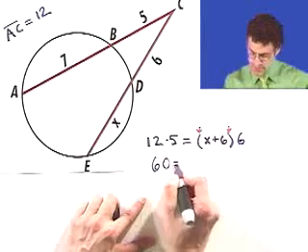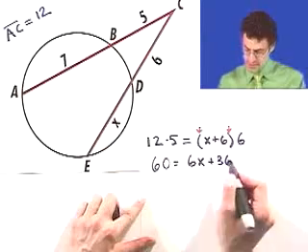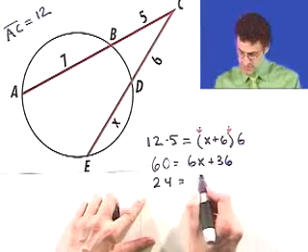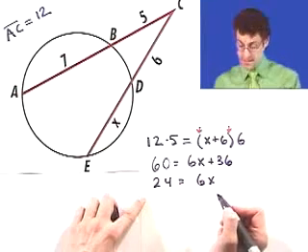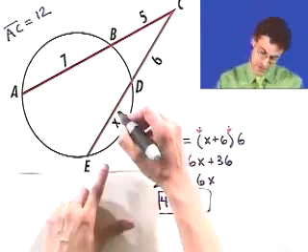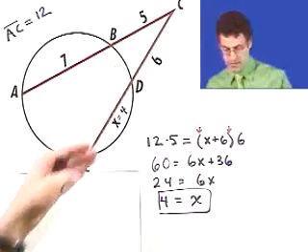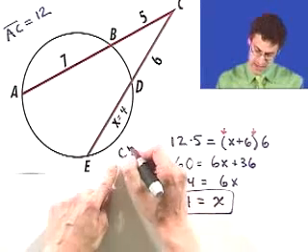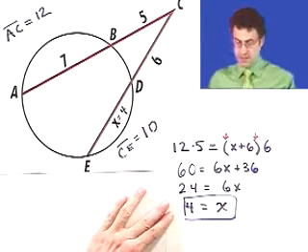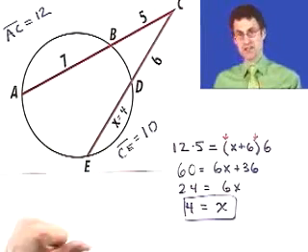We have 60 equals, and if I distribute that 6, I see 6x plus 36. If I bring the 36 over by subtracting 36 from both sides, I see 24 equals 6x. If I divide both sides by 6, I see that 4 equals x, and so the answer is x equals 4. So this little piece right here is 4. That's the answer to the first question. And the second question is, what's the entire length? Well, the entire length of CE would equal, of course, 6 plus 4, which is 10. And so you can see that this wonderful secant-secant product theorem allows us to, again, discover new insights into the circle.